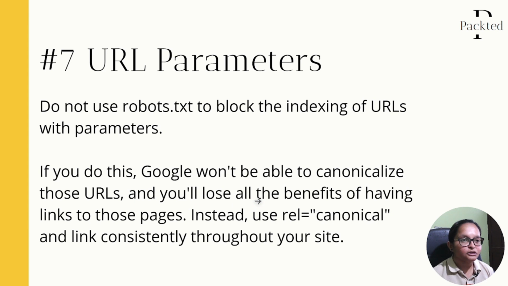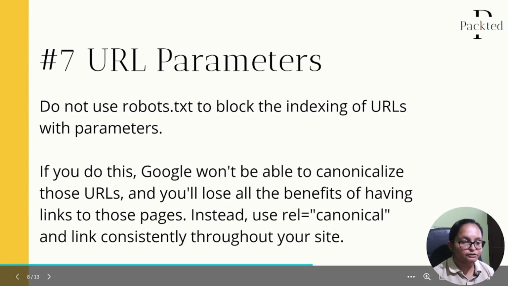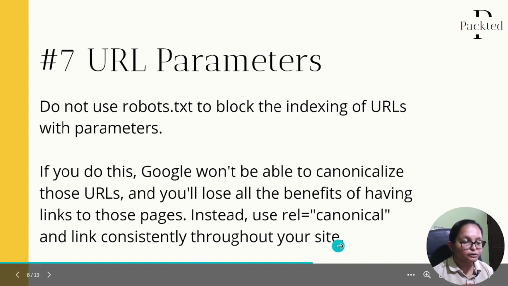Like suppose the UTM parameter link that you have generated for your home page has attracted a bunch of links, and if you decide to no index or maybe remove or maybe disallow that page from robots.txt, then this link won't count in your main link equity, and this will be a bad thing for you. Instead, you should use rel canonical tag, which specifies which page is the canonical version or the main version of a page, and you should link consistently throughout your site.